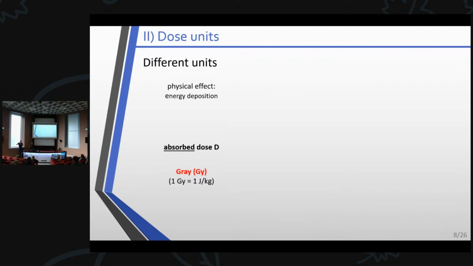Let's speak about the units we use in not radioactivity, but in radiation protection, and it will be useful for material irradiation. The first unit is a physical unit. It's the energy which is deposited in the material. So it's what is called absorbed dose. The official unit is gray. It's 1 joule deposited in 1 kilogram.